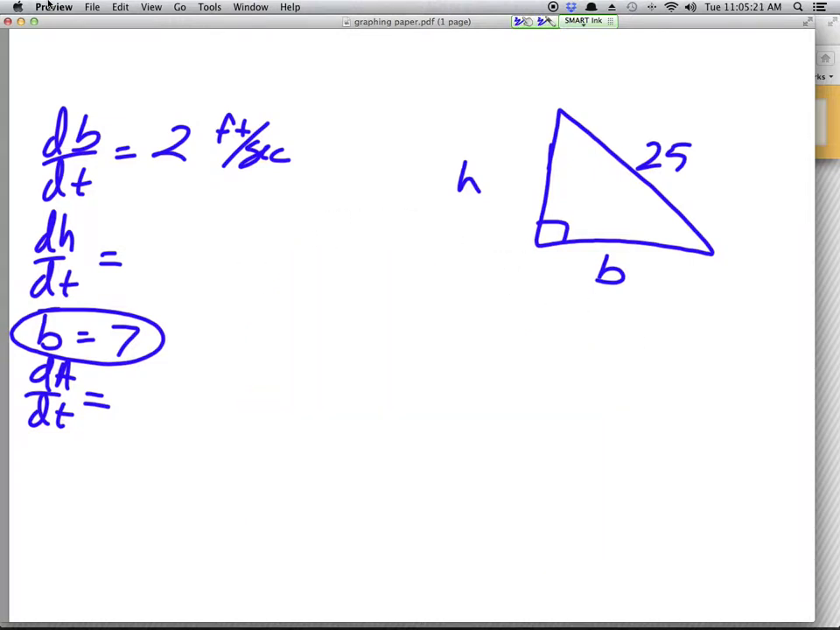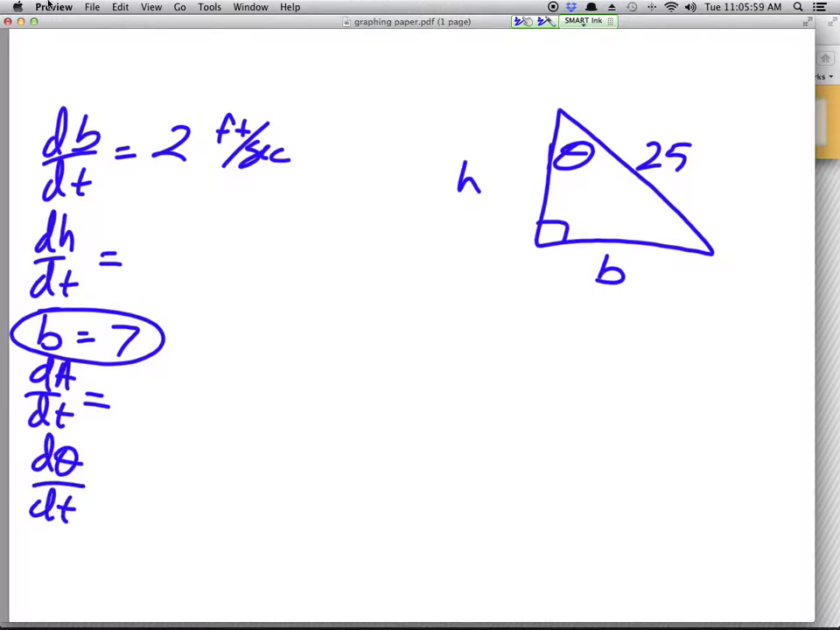All right, next one, last one. Part C says find the rate at which the angle between the ladder and the wall of the house is changing when the base of the ladder is 7 feet from the wall. What angle are we talking about? The top one, with the 25. And what do we represent an angle with? Theta. So what do they want me to find this time? The angle, d theta over dt.